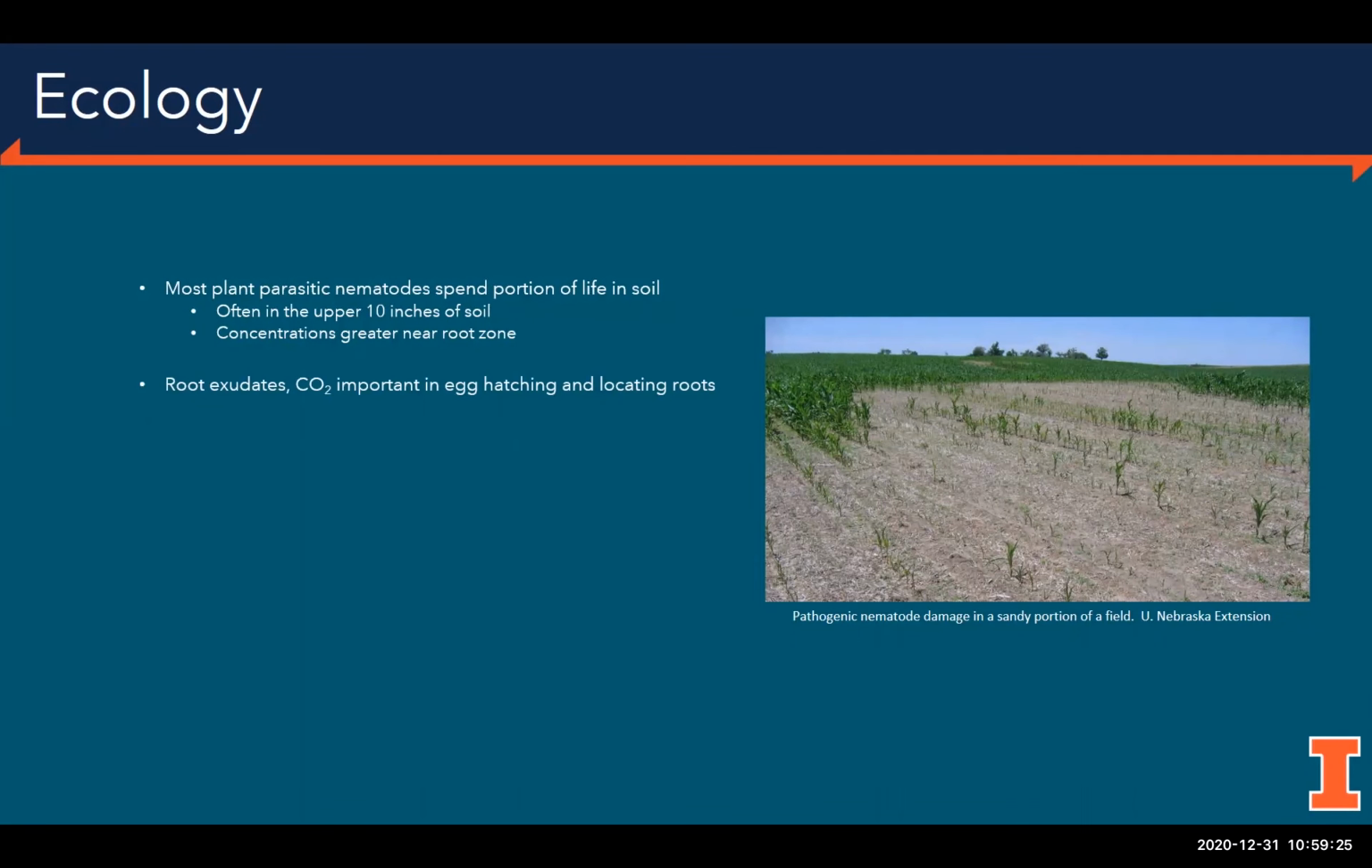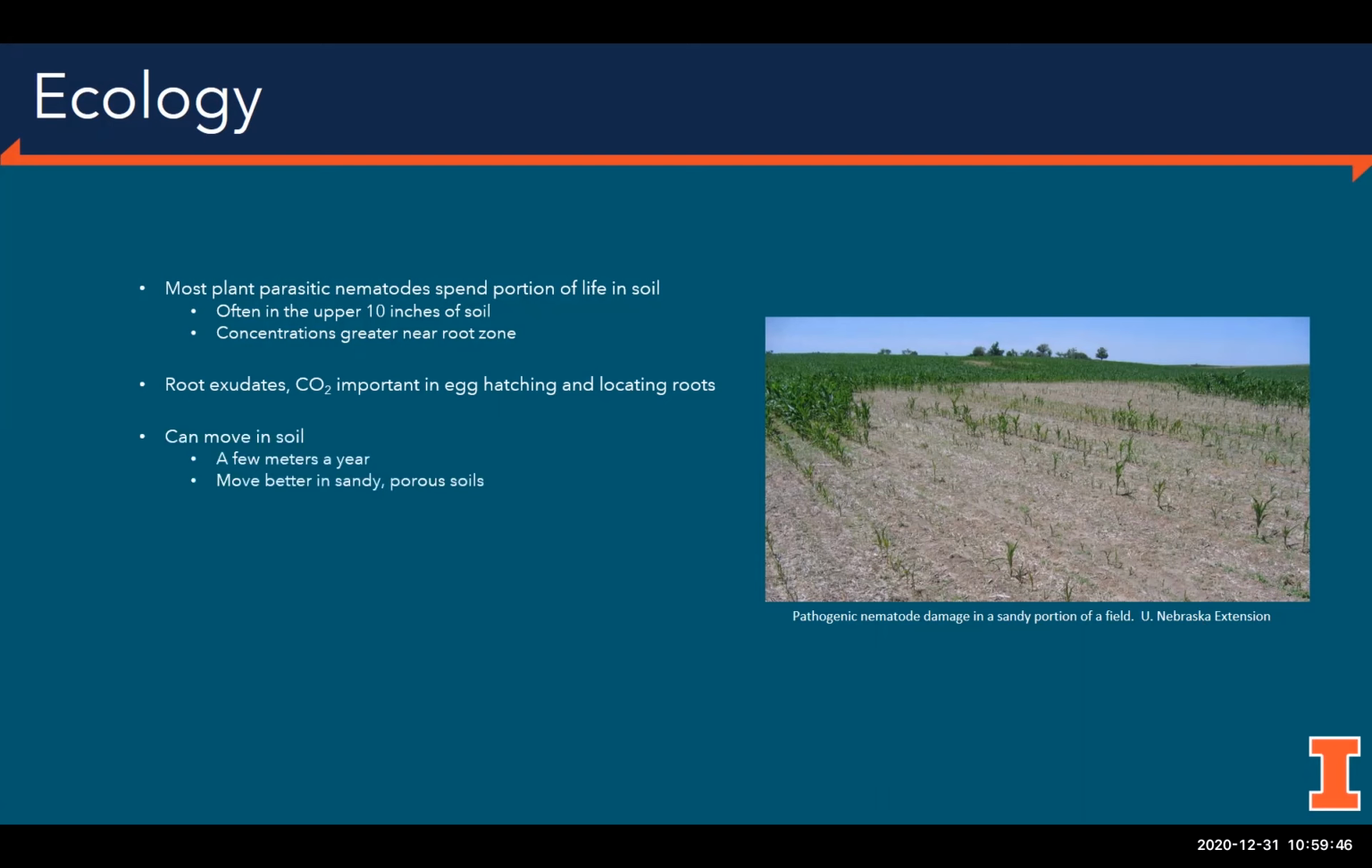They are stimulated by root exudates, so sugars, amino acids, secondary metabolites, carbon dioxide produced from respiration in those roots. There's more of that near the plant root, and as you get further away, the concentrations get more dilute, so those nematodes can sense that, and that helps them find the roots. It also helps stimulate egg hatch.